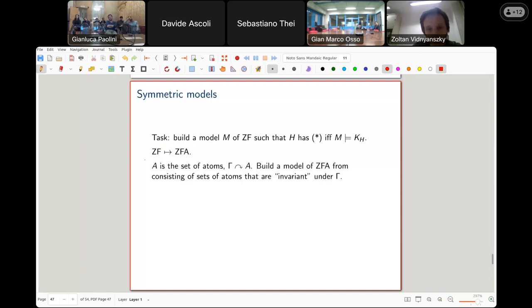However, I do want to talk about ZFA models. So what is ZFA? So we had to throw out the axiom of choice, but now you also have to throw out the axiom of extensionality, meaning that there will be sets which contain no element, but they are not equal to the empty set. And those are called atoms.